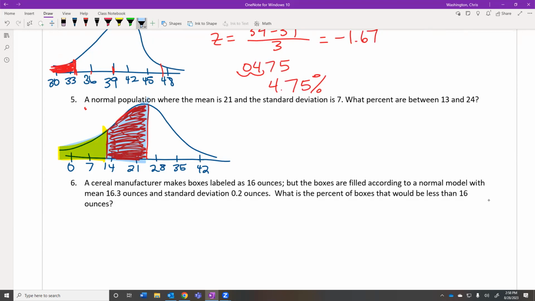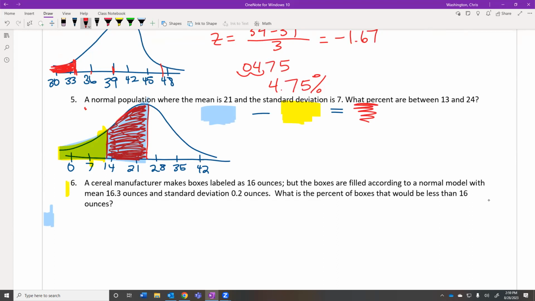So we got the blue percentage. We would take the blue, that's all of this, and we would subtract, what are we going to subtract? We're going to subtract the yellow in this case. So if we take the blue and we take this yellow piece away, what's going to be left over? The red is what's going to be left over. And that's what we want to do. But we got to find the blue and the yellow percentage first.